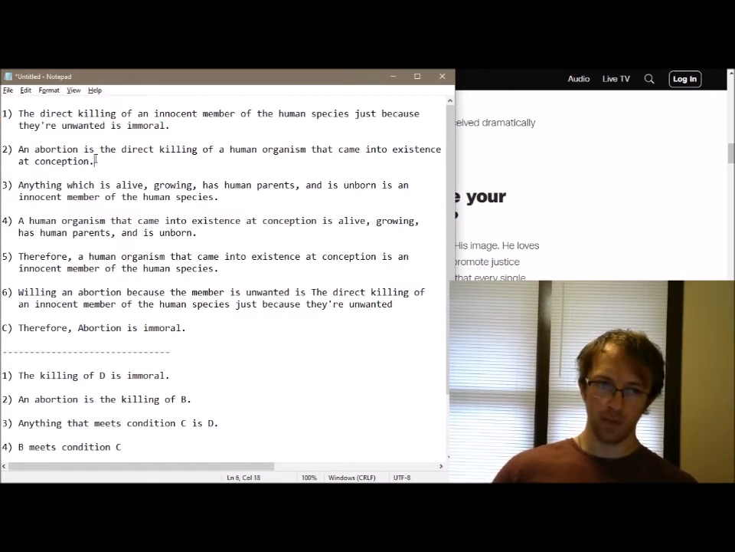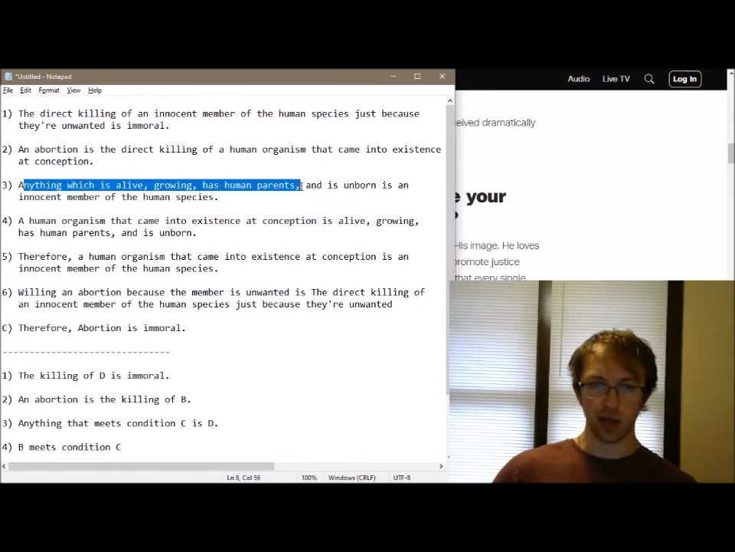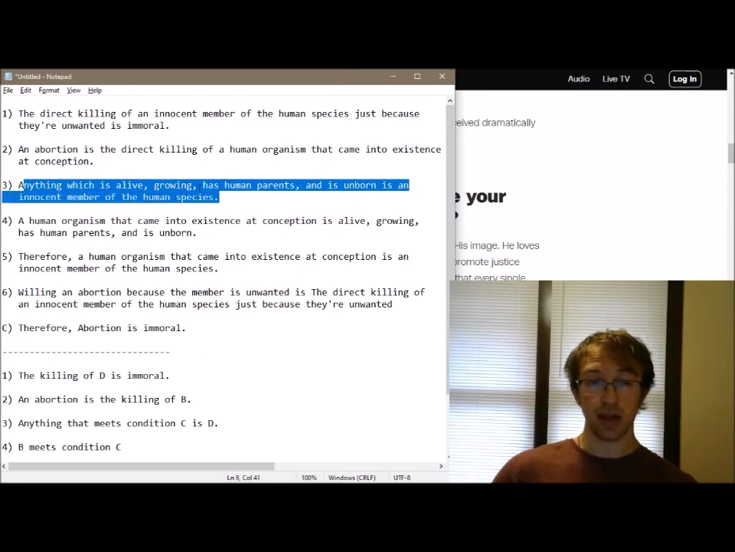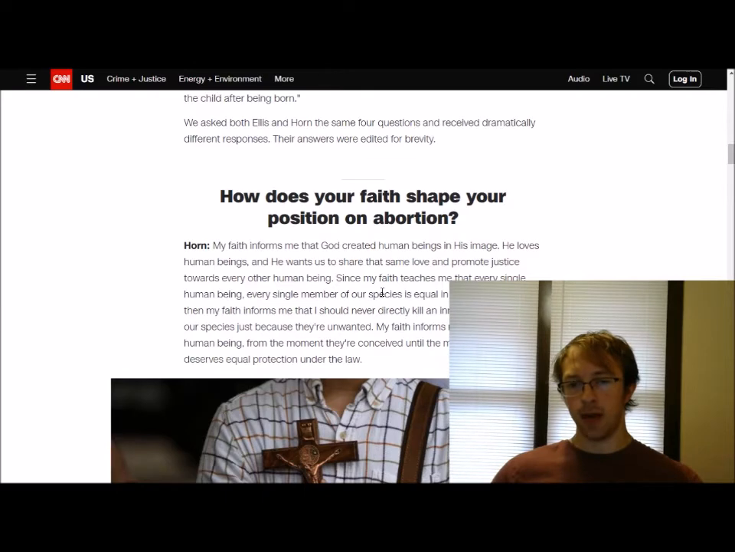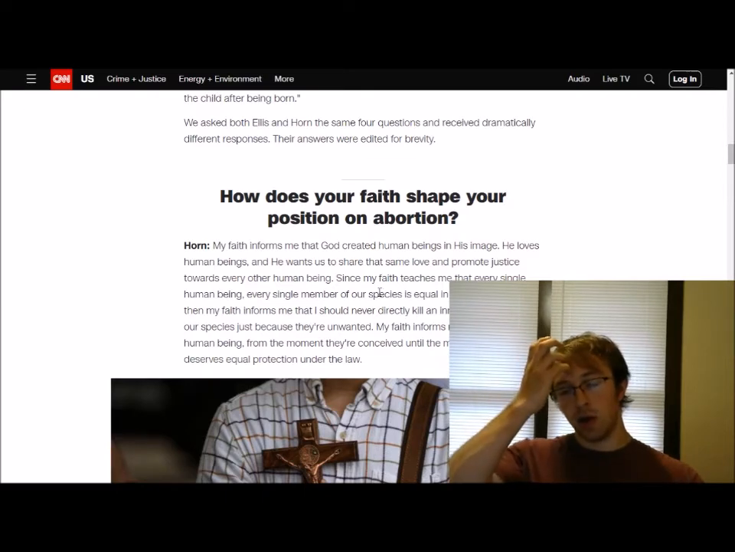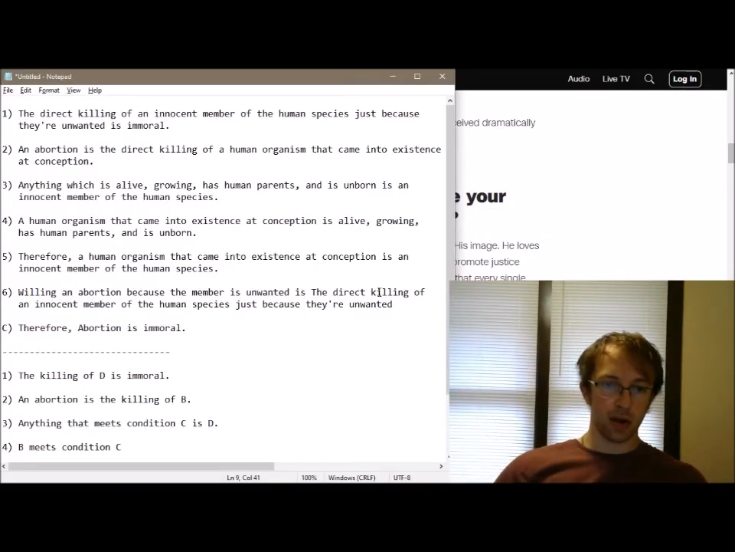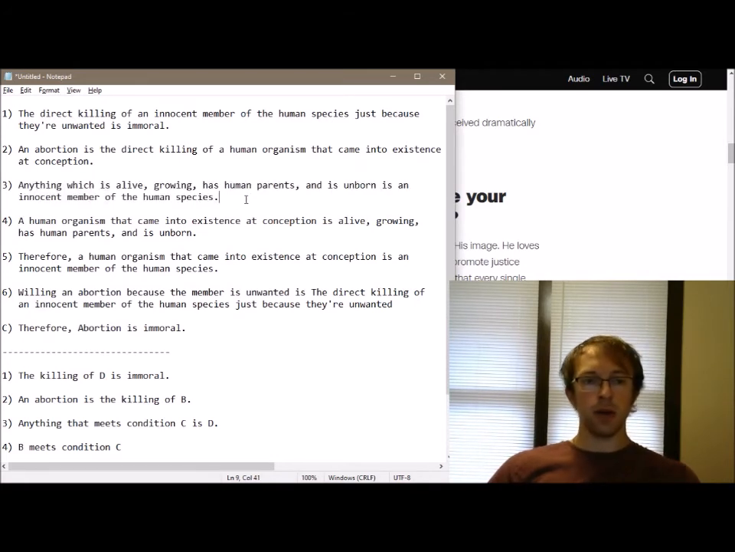Then we have to show that a human organism is a human species. That's what Trent would argue here. So we say, okay, anything which is alive, growing, and has human appearance, and is unborn, is an innocent member of the human species. This was not in his argument. This is something, though, I have heard, credit to Matt Fratt, I've heard him argue along these lines before.